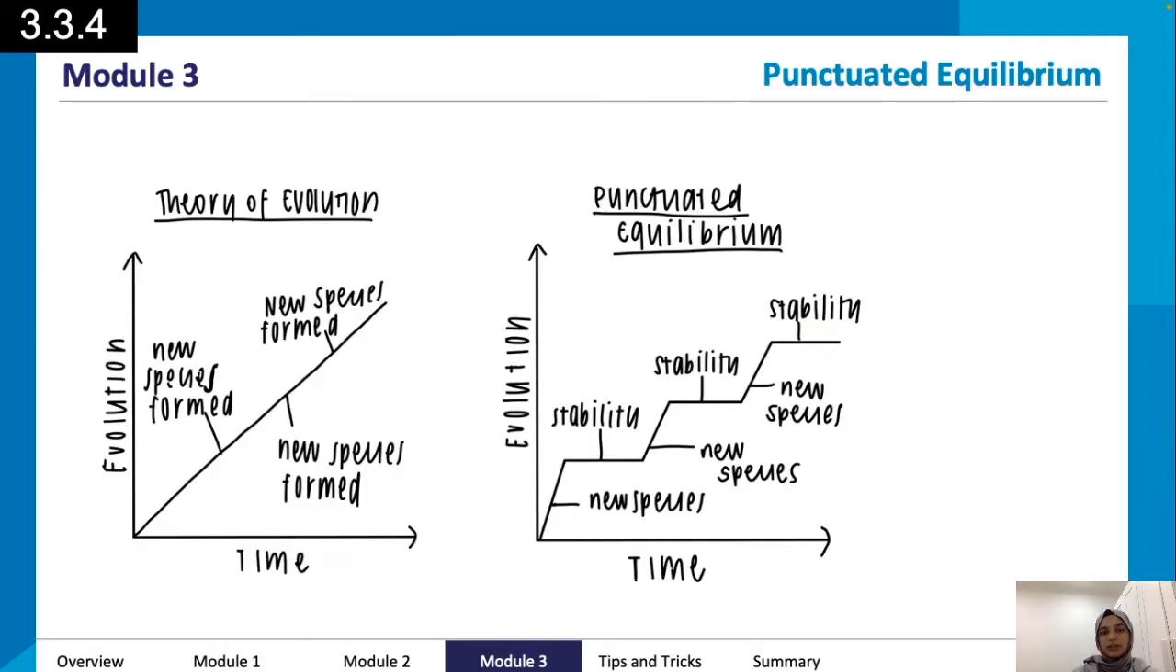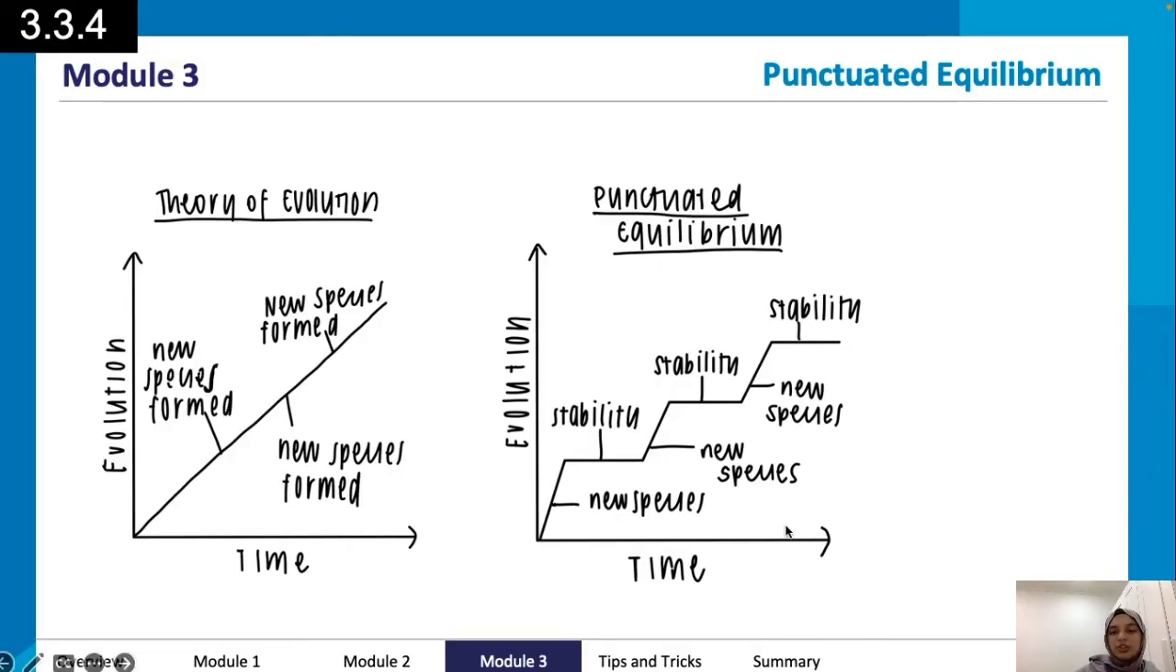So, punctuated equilibrium: we can see evolution in time and compare that to the theory of evolution. The theory of evolution says new species formed, new species formed, new species formed over time, like as time goes, it is just new species being formed. Whereas punctuated equilibrium says, wait a minute, that's not exactly how it works.